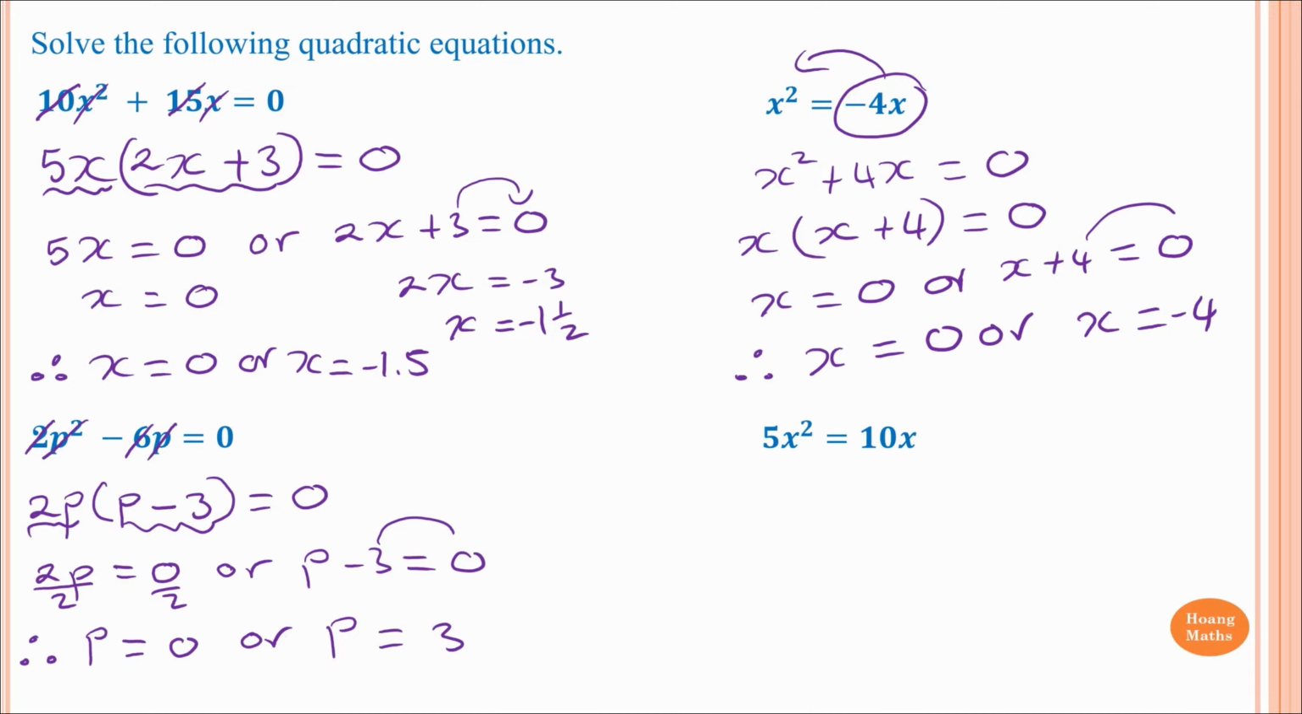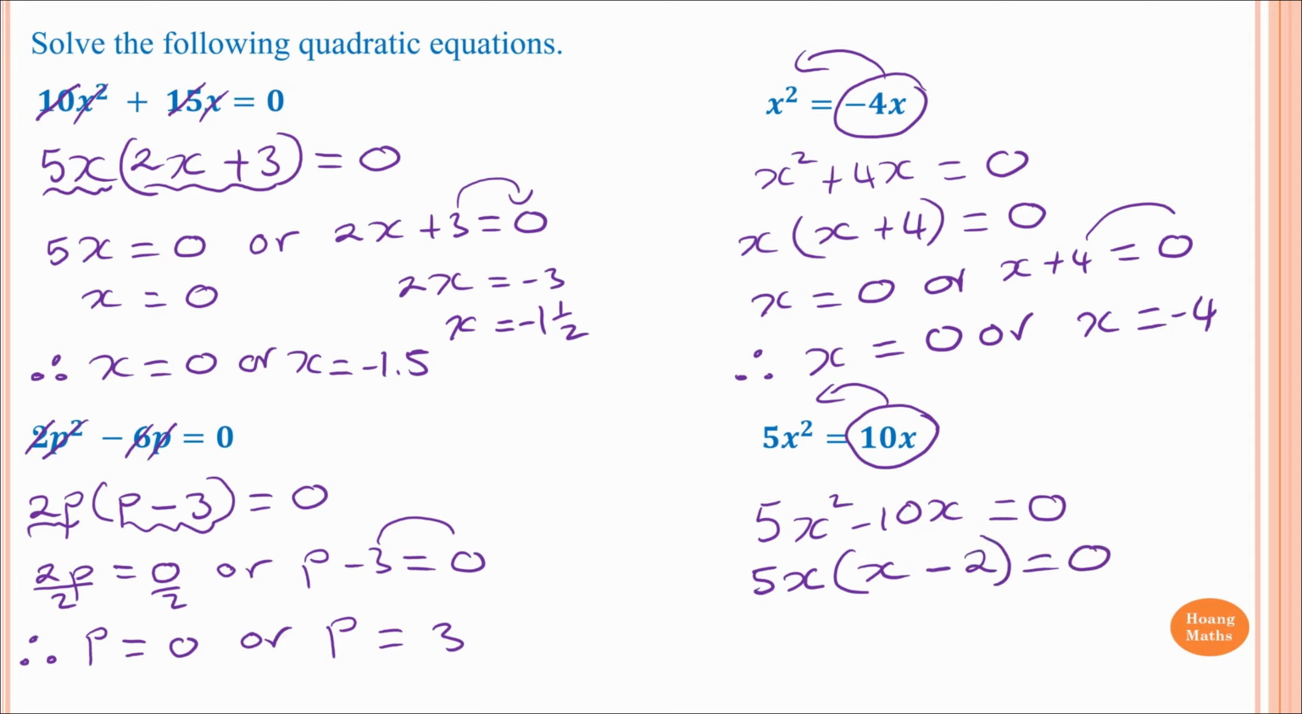5x squared is equal to 10x. Of course, I need to move the 10x to the left hand side first. So positive 10x, I move to that side, becomes negative 10x. So this is 5x squared minus 10x is equal to 0. Now for numbers, I take the 5 out because 5 is a common factor. And x squared and x, x is a common factor as well, so I take that off. So 5x squared divided by 5x is x, and then minus 10x divided by 5x is minus 2.